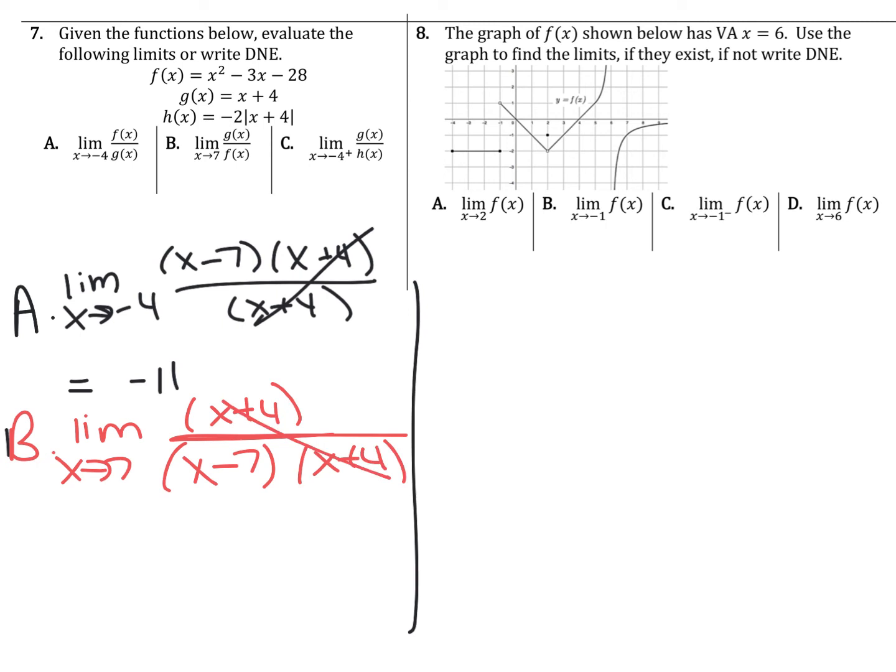I can't use direct substitution to plug 7 in because I'm going to have 0 in the denominator. And I'm not getting indeterminate form. I just have a vertical asymptote happening here. So this limit is not going to exist.